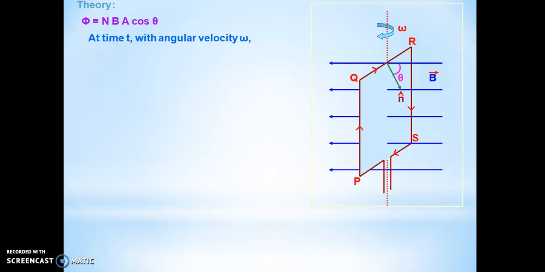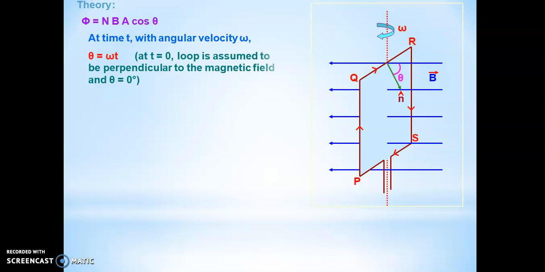Now you know that at time t the velocity is omega, and in angular displacement terms, theta is what? Omega t. You are all knowing this. We have seen this in earlier classes. At t equal to 0, that means the initial starting point, the loop is assumed to be perpendicular to the magnetic field. That is, we are having the maximum case, theta is 0. Now if we put this value of theta in the first equation, then phi, that means magnetic flux, will be NBA cos omega t.